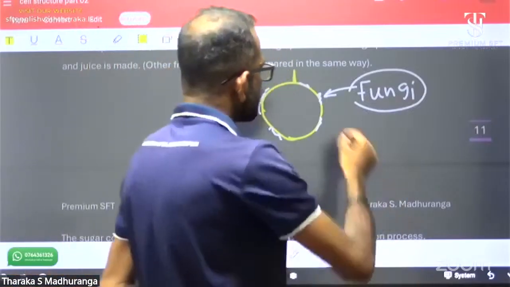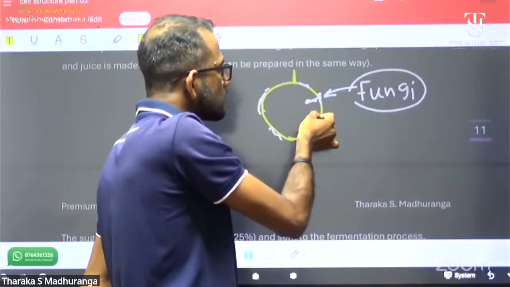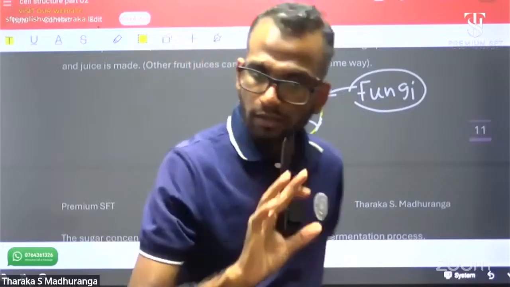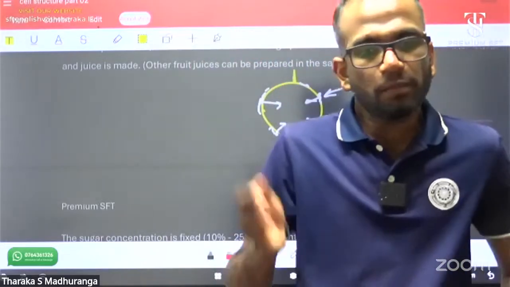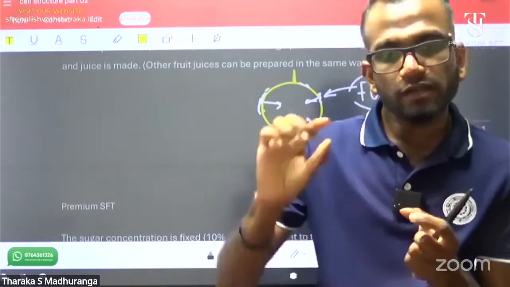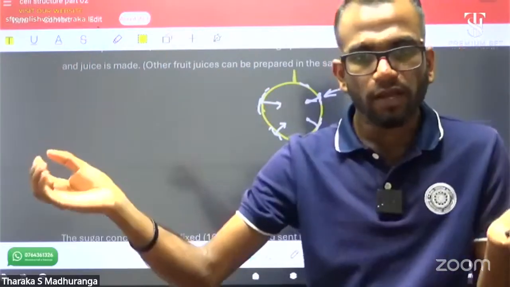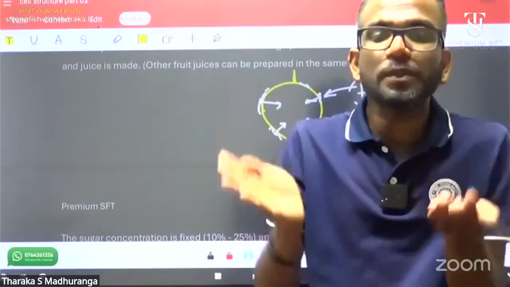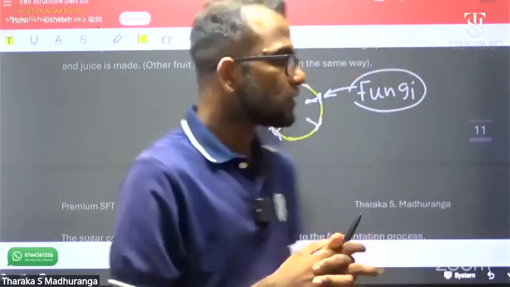But due to the skin, they can't directly attack the internal fruit. If there is any damage, they rapidly attack the fruit. If there is even a small damage, the fruit quickly spoils. That is the reason fungi develop on the skin: normally environmental fungi develop on the skin of the grapes because it's a good medium for them. Good medium, right?